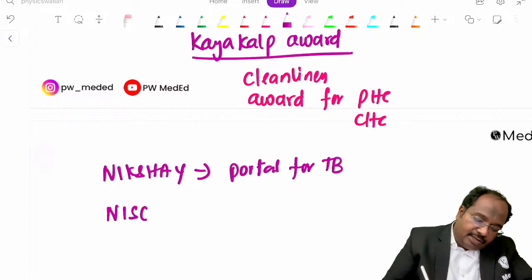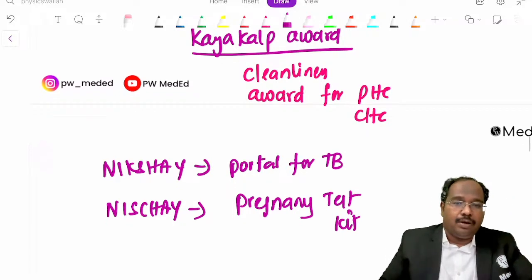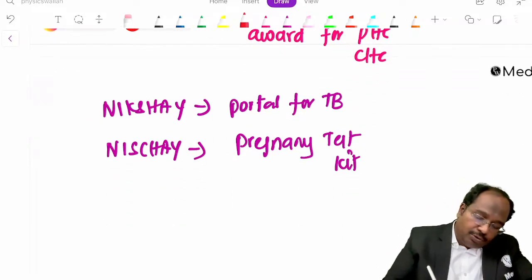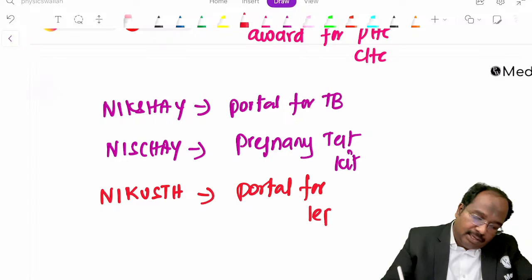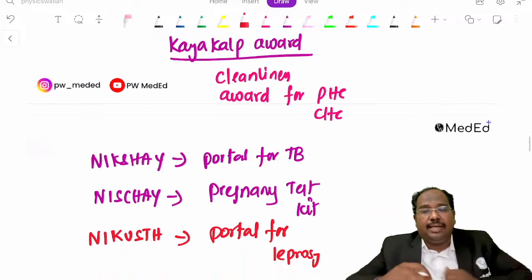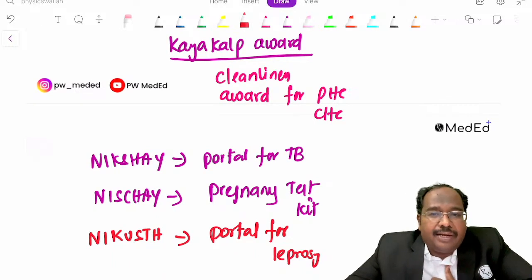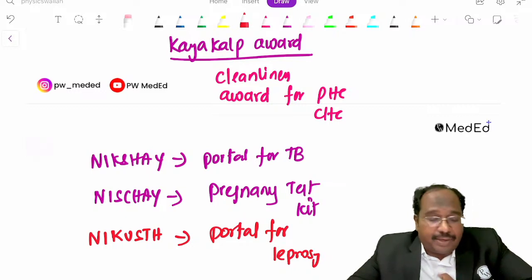Second is Nishchay, which is a pregnancy test kit. One more is Nikusht, which is also a portal for monitoring leprosy cases. So Kayakalp is cleanliness and infection control, Nikshay is the portal for TB, Nishchay is the pregnancy test kit, and Nikusht is the portal for leprosy, guys.